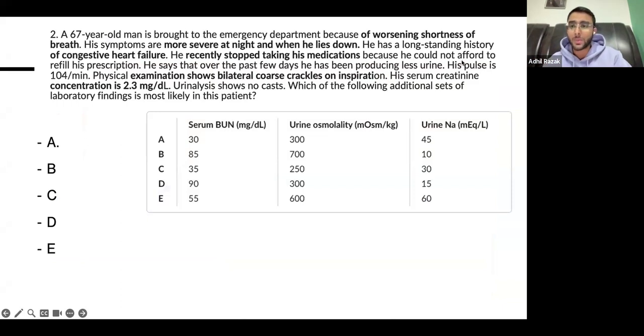Another question on this. I'll read the question. We have a 67-year-old man brought to the ER because of worsening shortness of breath. The symptoms are more severe at night when he lies down. He has a long-standing history of congestive heart failure. He recently stopped taking his medications for heart failure because he cannot afford them anymore. His physical examination shows bilateral crackles on inspiration. Serum creatinine concentration is 2.3, increased. Urinalysis shows no casts. Which of the following lab findings is most likely in this patient? Do we have any answers for this one?